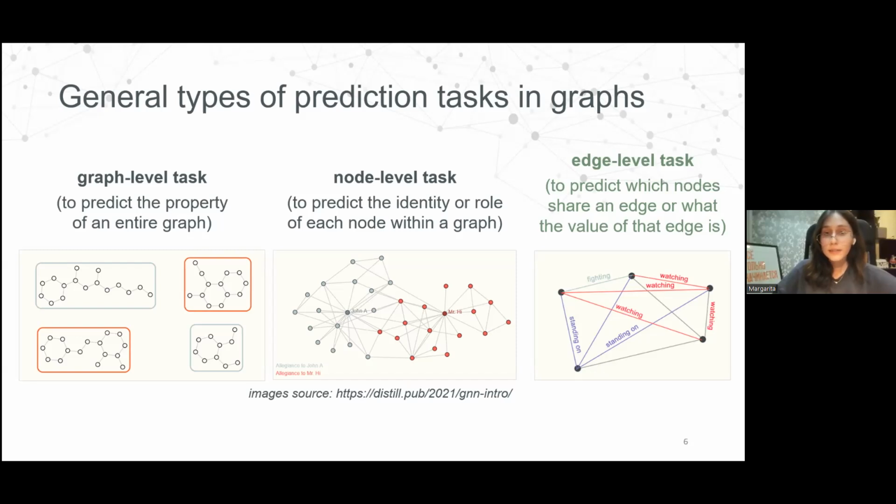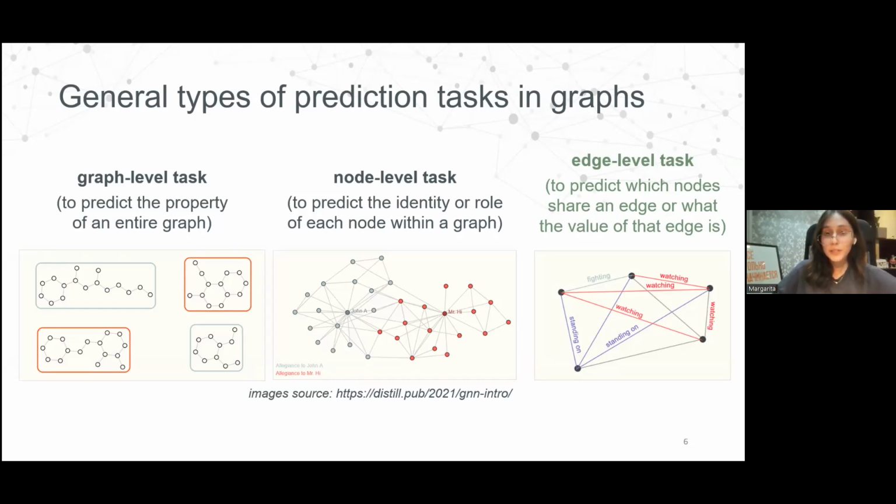Node level tasks are usually concerned with predicting the identity or role of each node within a graph. A classical example of a node level prediction problem can be shown in the famous Zachary's Karate Club, where we need to classify to which group each club practitioner belongs. As a result, in this picture, we can see that nodes of different groups are colored red and gray.